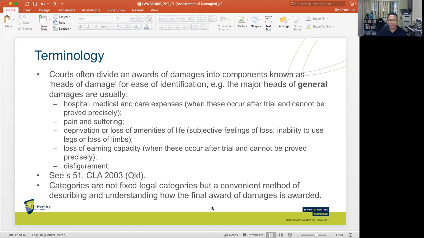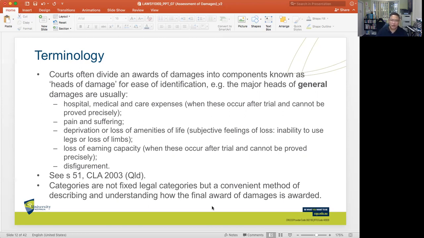We need to know that Section 51 of the Civil Liability Act 2003 Queensland has more detail about general damages and how these ought to be computed. We're not going to get to that because it's a very lengthy section and it's not really relevant for us to get into the details.